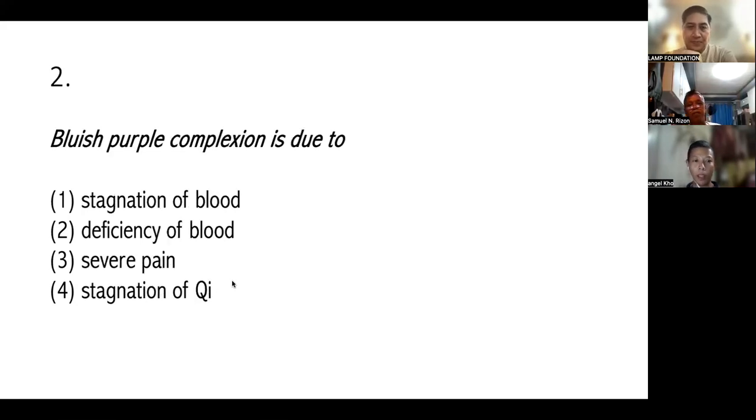Number 2, good answer. Bluish purple complexion is due to, ang answer ko po, Doc, is letter B, stagnation of blood and severe pain. Kasi yung deficiency of blood, pale complexion po yan. Pati yung stagnation of chi po, light lang po, Doc, or parang walang pagbabago. So the correct answer is 1 and 3. Very good. Bluish purple.